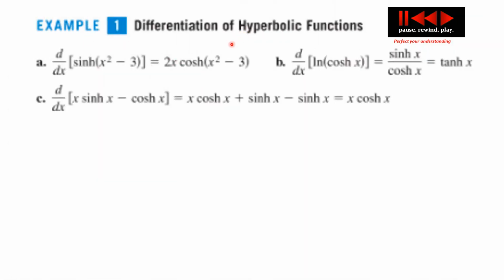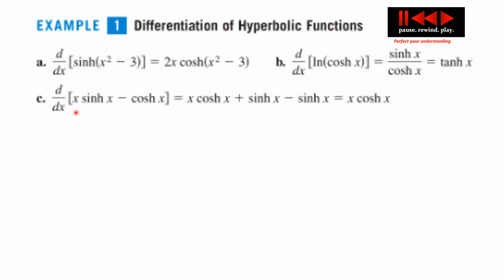Let's do some examples now. Let's differentiate some hyperbolic functions. And again, I'd encourage you to work these and then check the answer. But if we take the derivative of the sinh of x squared minus 3, that is going to be the cosh of x squared minus 3 times the derivative of what's inside by the chain rule. It is 2x. If we take the derivative of the natural logarithm of the cosh of x, it's going to be 1 over the cosh times the derivative of the cosh, which is the sinh, and so we will get the hyperbolic tangent of x.